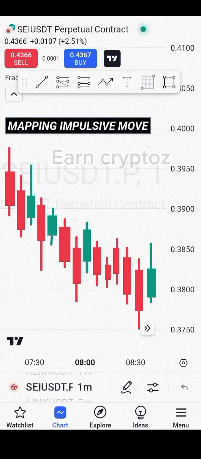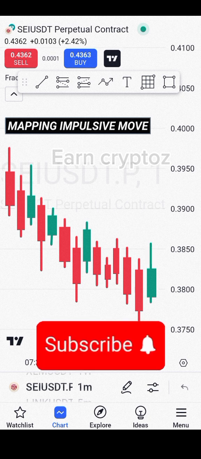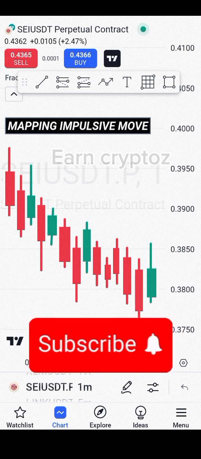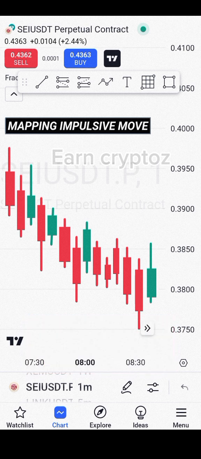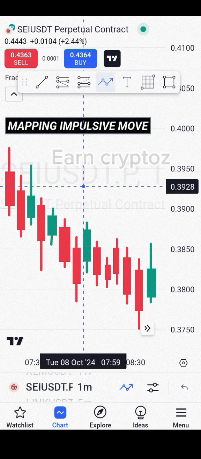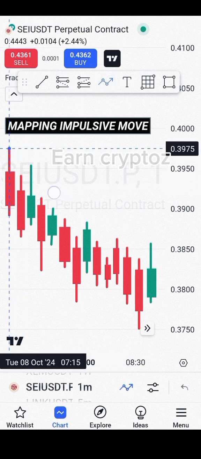In this video, you'll be learning how to map or mark impulsive moves, this time around the sellers' impulse. We have the sellers, we have the market going down, so we're going to mark the impulsive move, and you will see how to mark it. We'll start from the left. You can see the price is coming down, so we'll start from here, from the top.